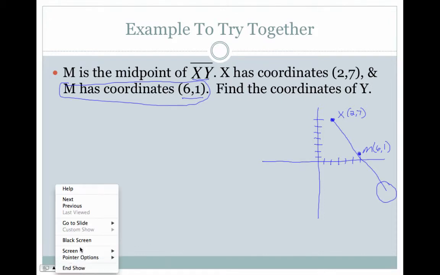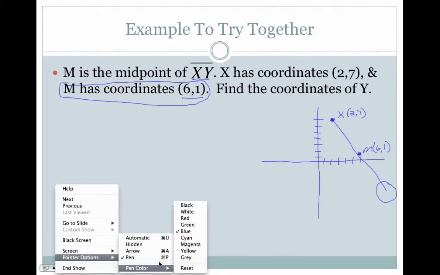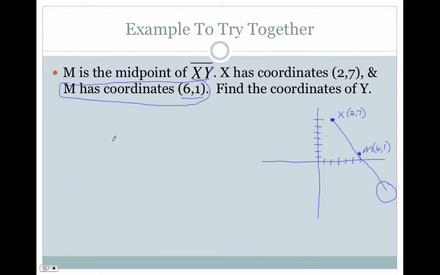So let me change my color here so you can see it a little better. Let's try red. Okay, what I'm going to do is I'm going to count down and over from x to m. And I'm going to show my counts on my graph so that my teacher can see it. So 1, 2, 3, 4, 5, 6. 1, 2, 3, 4. And on graph paper, this is much better, or on a little graph. I think I give you those on your homework.